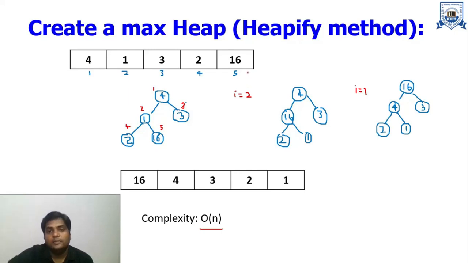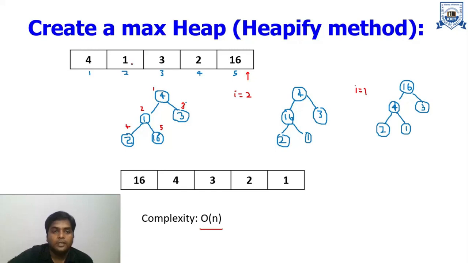Let's suppose we are talking about this one, that is 16. So 16 is basically a leaf node. If it is a leaf node, then it is already a maximum heap, so no changes will be performed. Then we move to index 4, that is 2. So 2 is again a leaf node, so it is a maximum heap. Then we move to the next index, that is 3. So 3 is again a leaf node, so no operation is performed.